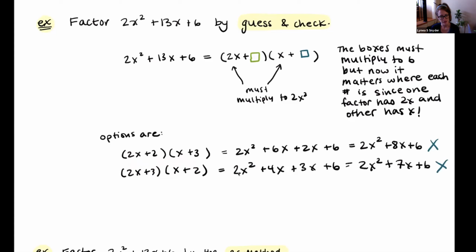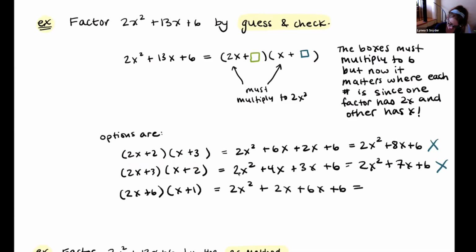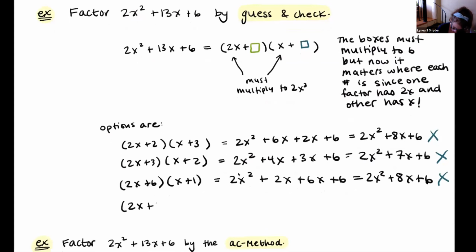So the other factors of 6 are 1 and 6. So let's play with those. So maybe we try 2x plus 6 and x plus 1. Multiplying that out, we get 2x squared plus 2x plus 6x plus 6. And that gives us 2x squared plus 8x plus 6. And again, that's not what we were looking for. All right, so let's hope that this last one works. That would just be switching the 6 and the 1 around.